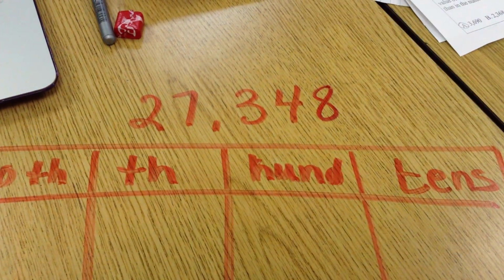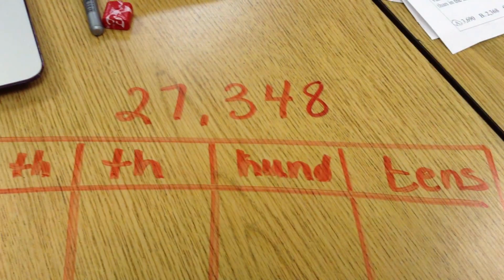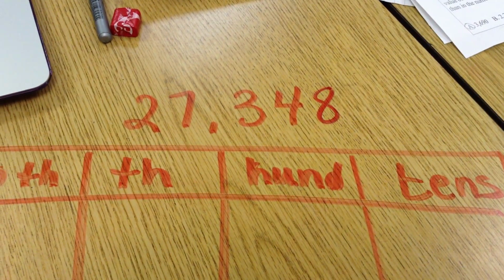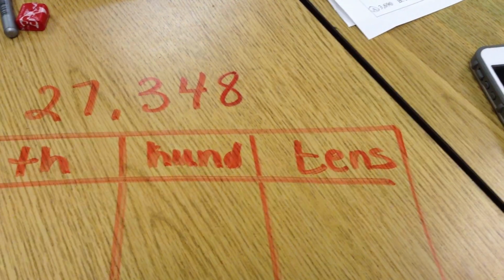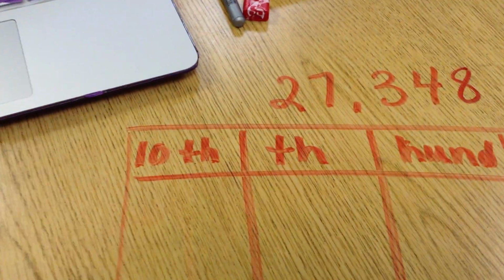Just wanted to do a little video to help you with your homework tonight if you needed some assistance. If we take this number, 27,348, we want to see if we can round the number to the nearest tens, hundreds, thousands, and 10,000s.